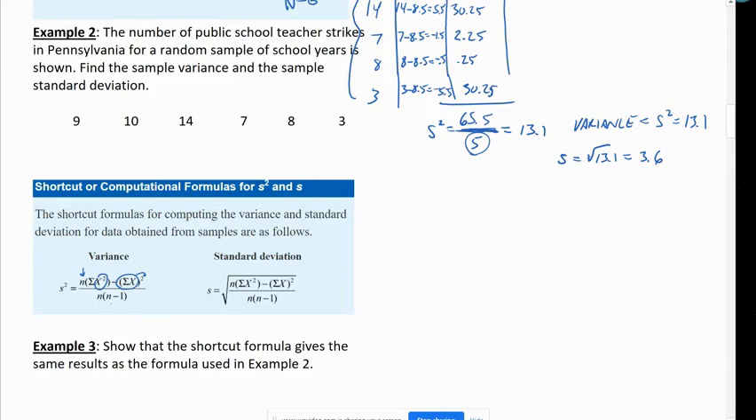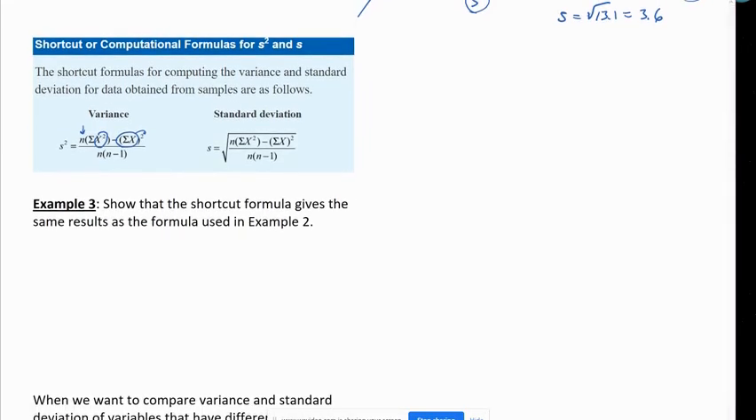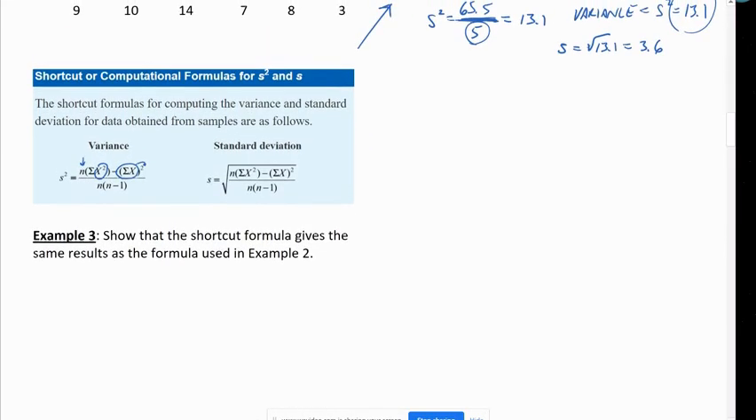And then if we divide by n minus 1, that'll give us the same answer as what we did up here, as this table here. And so mathematically, they're the same, but this just tends to be a little bit easier. And then for the standard deviation, again, you just take the square root of the sample variance. And so we can redo what we just did in example 2, but this time we'll use the shortcut method. So that would look like this.